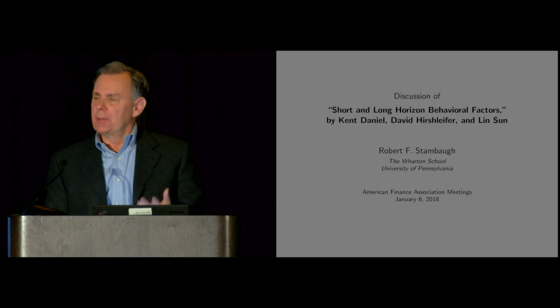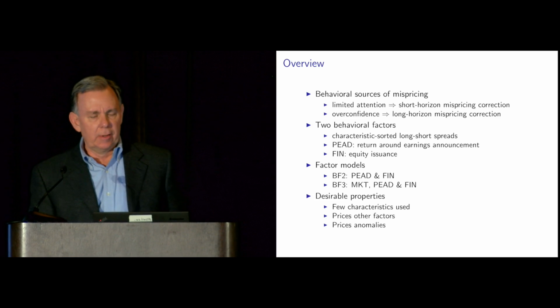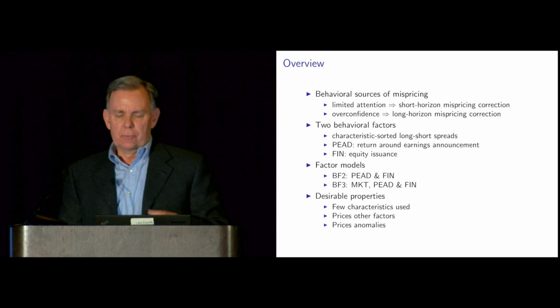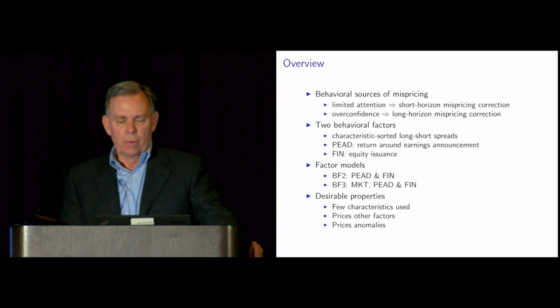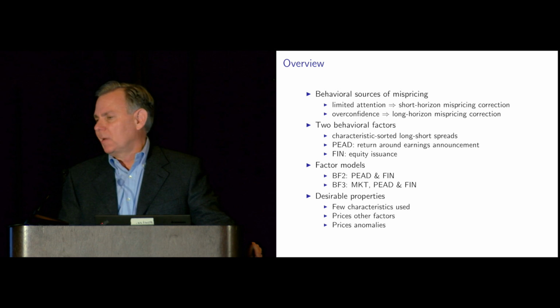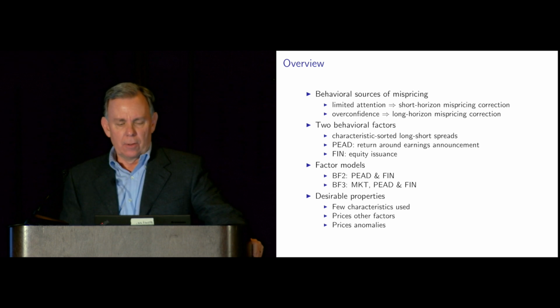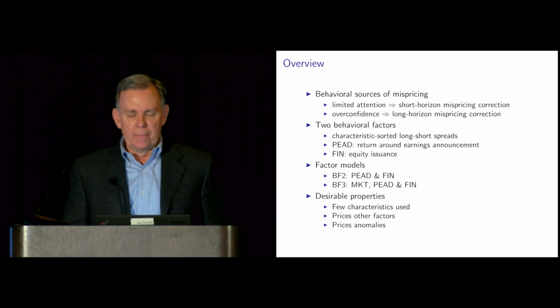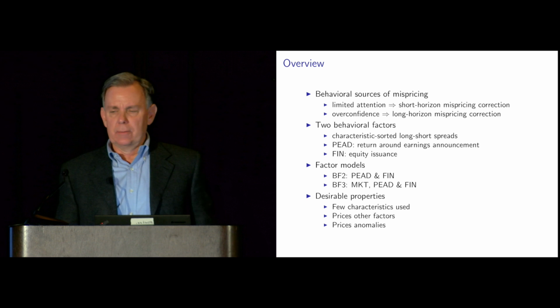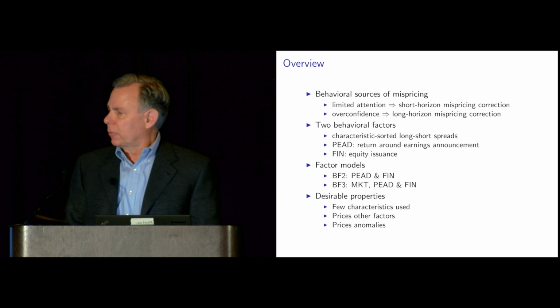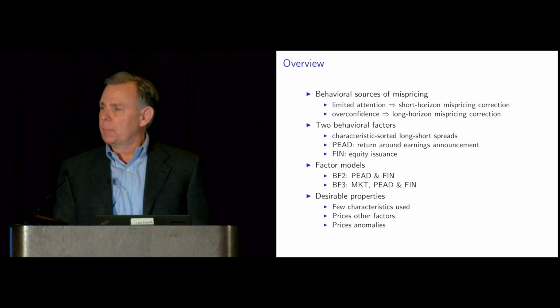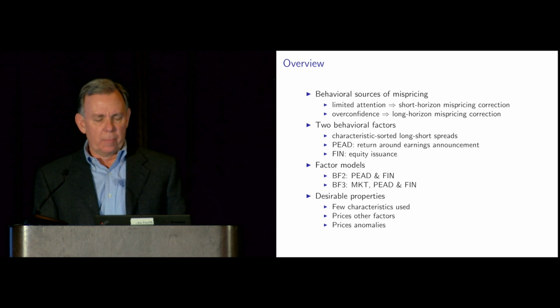As Lynn explained, there are basically 2 arguments advanced here in constructing factors. First, the mispricing created by limited attention will be self-correcting in short horizons, whereas overconfidence creates mispricing that doesn't get corrected until longer horizons. Then these ideas are applied to develop 2 behavioral factors. Both are formed by sorting on stock characteristics. The first sorts on a PEAD characteristic, which is a CAR, the return around earnings announcements. The second sorts on an equity issuance measure.